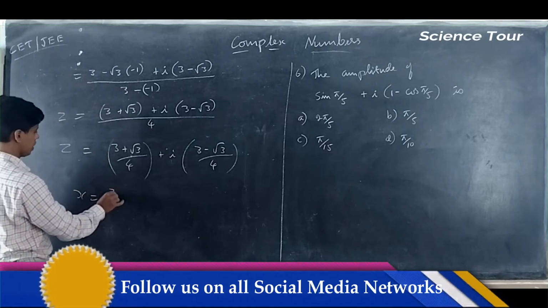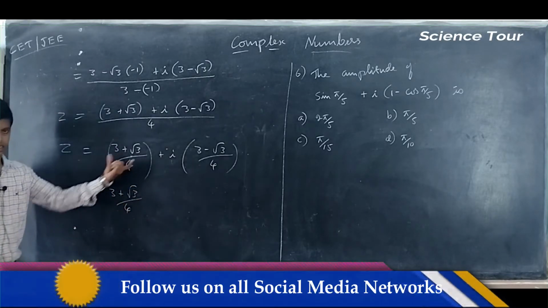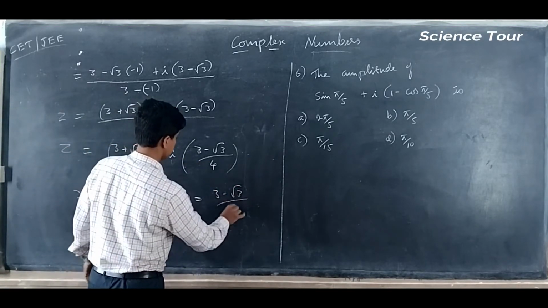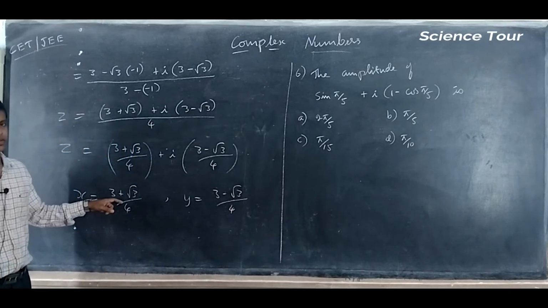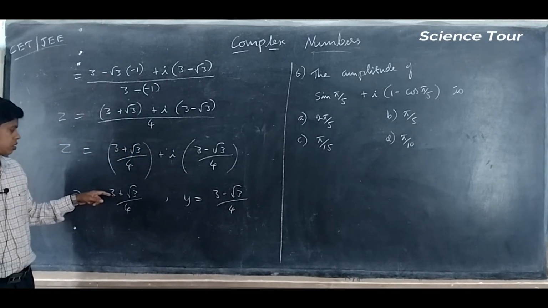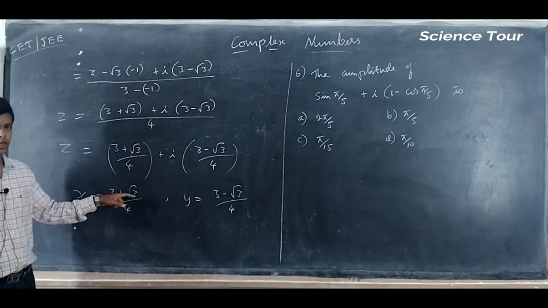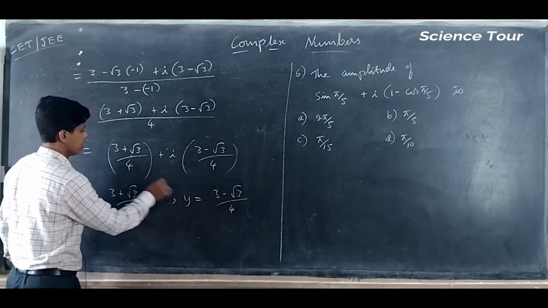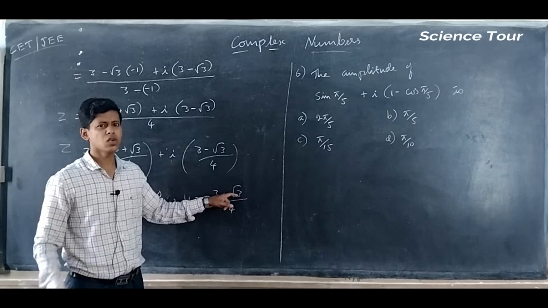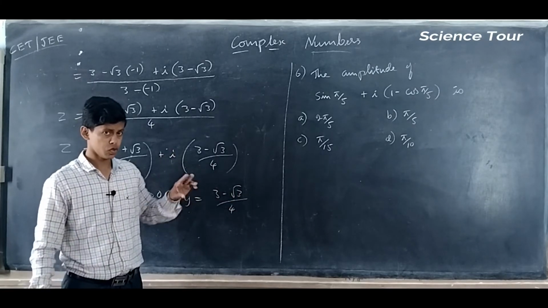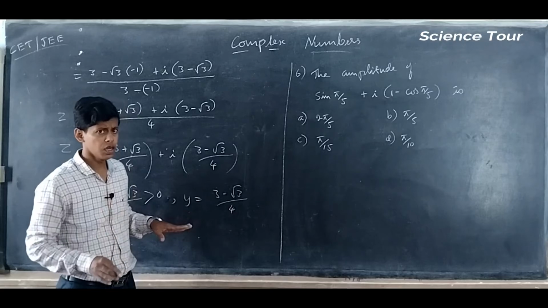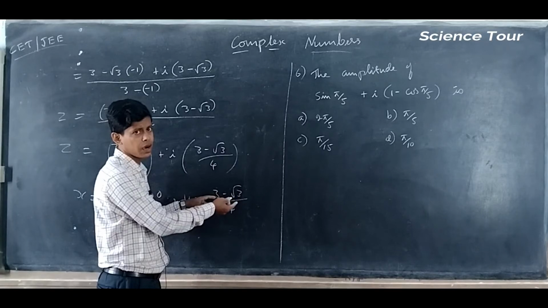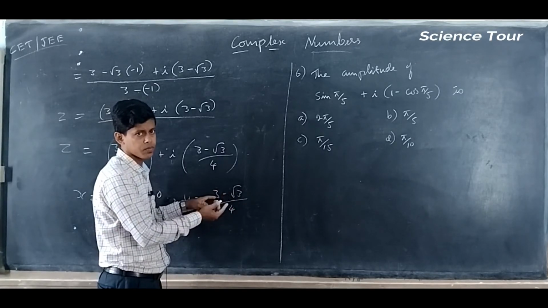So, what is the value of x? Right? And the value of y here is 3 minus root 3 divided by 4. Now tell me, is this positive? Yes, because 3 and root 3 both are positive and they are added, divided by 4. It doesn't become negative. This is positive. And what about this quantity? Root 3 is 1 point something, correct? Root 4 is 2. So root 3 is less than 2, 1 point something.